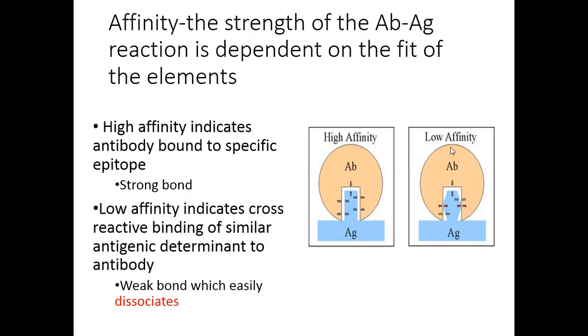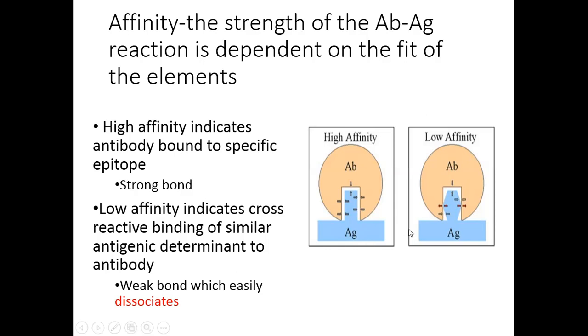Just as a reminder, the better the fit, the stronger that initial affinity or that initial bond will be. The weaker the lock and key fit, like with a cross-reactive antigen, the weaker that the bond is going to be. And this kind of a bond that isn't a great fit is much more likely to what? Dissociate. It's much more likely to break apart.